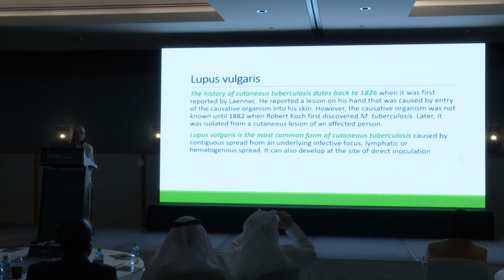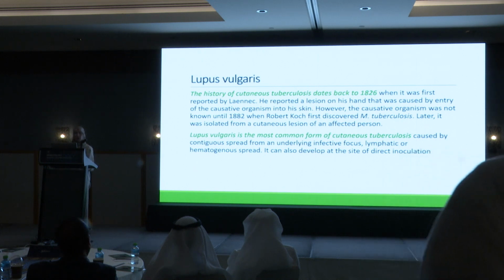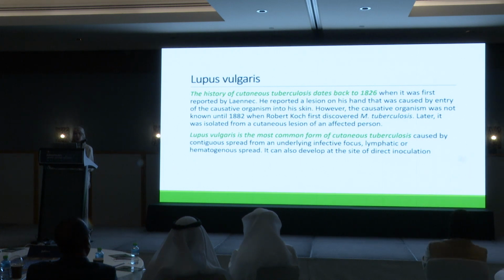The history of cutaneous tuberculosis dates back to 1826, when it was first reported by Laennec. He reported a lesion on his hand that was caused by entry of the causative organism into his skin. However, the causative organism was not known until 1882, when Robert Koch discovered Mycobacterium tuberculosis. Later, it was isolated from cutaneous lesions of an affected person.